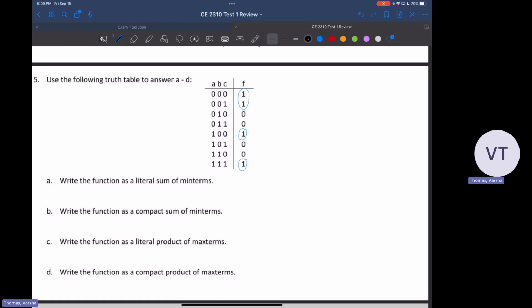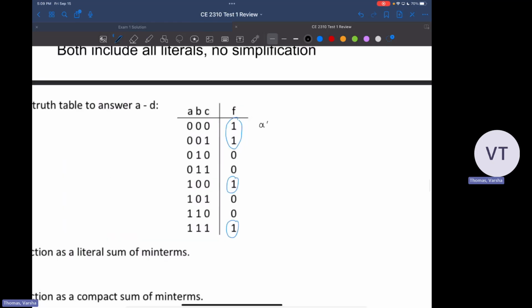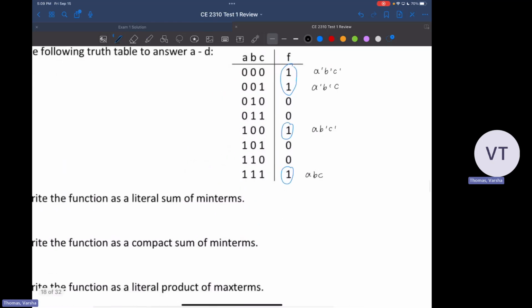Okay, so for this first one, we're going to do A naught, B naught, C naught. The second one is A naught, B naught, C. This next one is A, B naught, C naught. And this last one is A, B, and C.